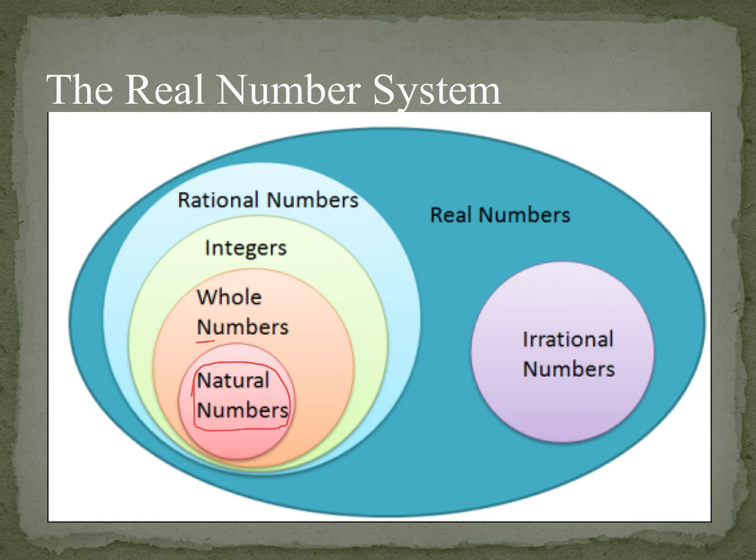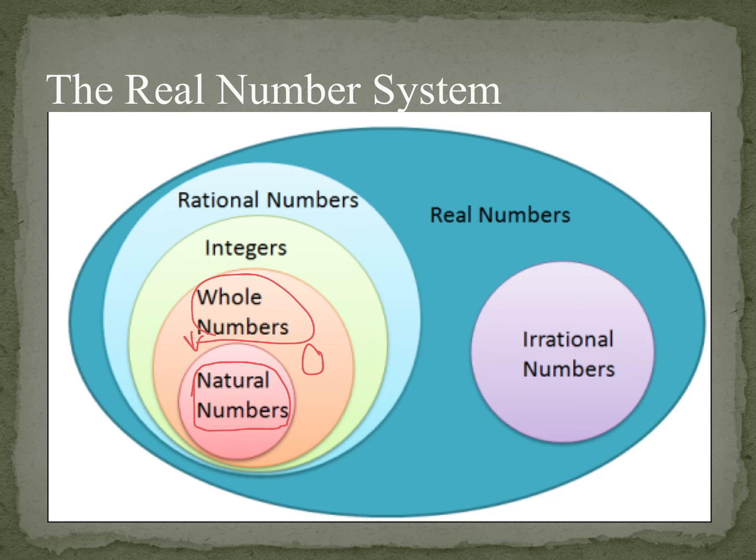Then we have a larger circle. Notice that natural numbers is inside it. All the natural numbers are part of the whole numbers, but whole numbers also includes the number 0. 0 is not a natural number because we don't count 0 things. I'm not going to look and say, oh, look, there's 0 cats. I'm not going to count them because there's no cats there. So 0 is called a whole number. Whole numbers are all the numbers 0, 1, 2, 3, 4, 5, and keep going on forever and ever.